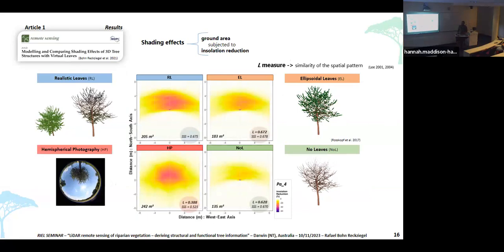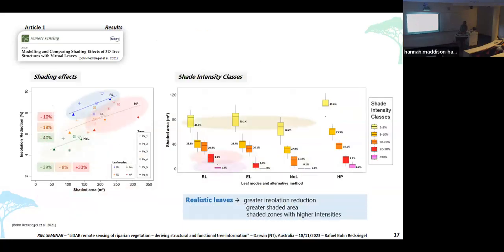And in fact, in this study, it was proved worth. So we have the situation with realistic leaves. We had higher insolation reduction, though the shading pattern was similar among the different treatments with no leaves and alternative approaches to estimate this shading effect. So it was worth, and also using a two-dimensional method, which is hemispherical photography, commonly used, it proved also to be considerably different. That's pretty much what I said in numbers, and we don't need to go through it.